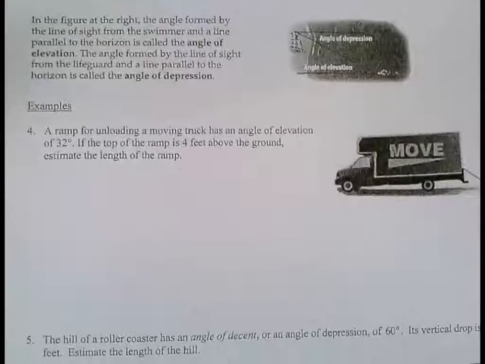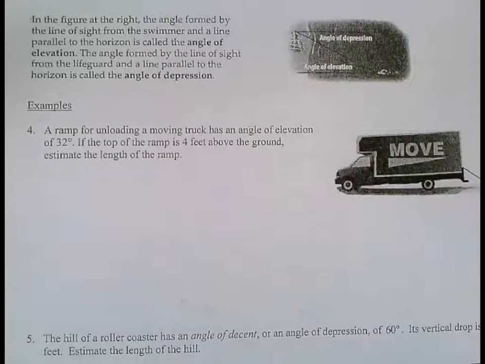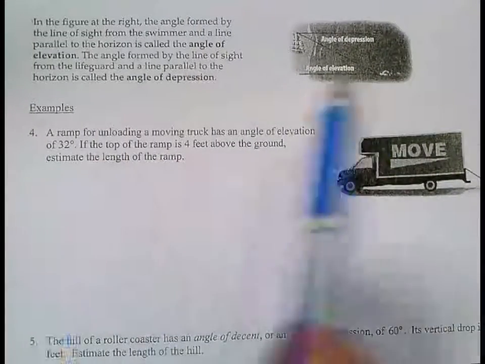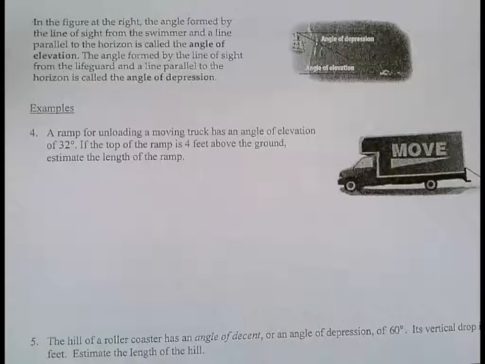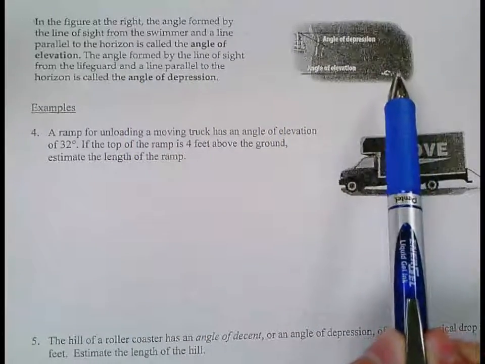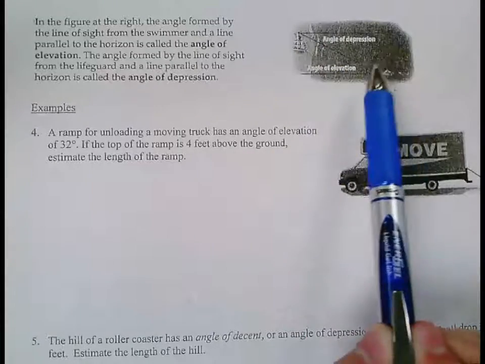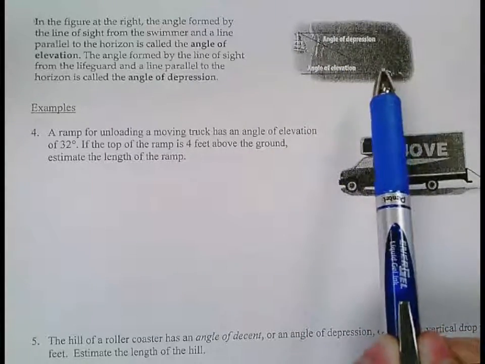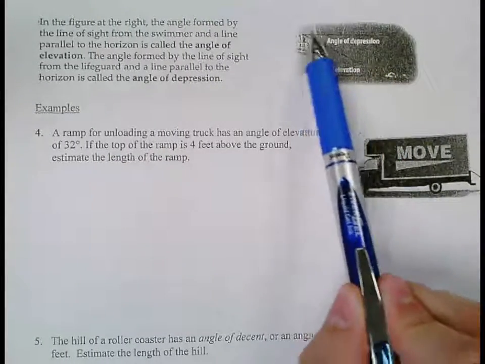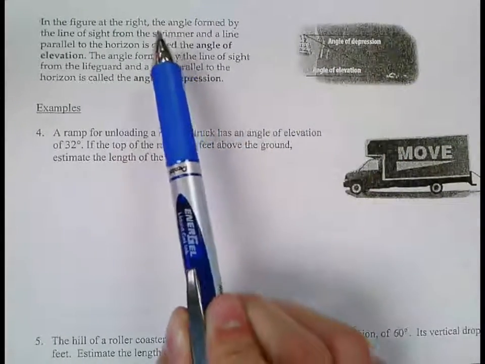For the last couple of examples, this is now applying trig functions to given situations to answer questions. I know the figure at the top is copied pretty dark, so I just want to explain what this is saying in terms of angles of elevation and depression. This is a swimmer in the lower right, assumed to be in an ocean or a lake, or a pond, and then there's a lifeguard here.